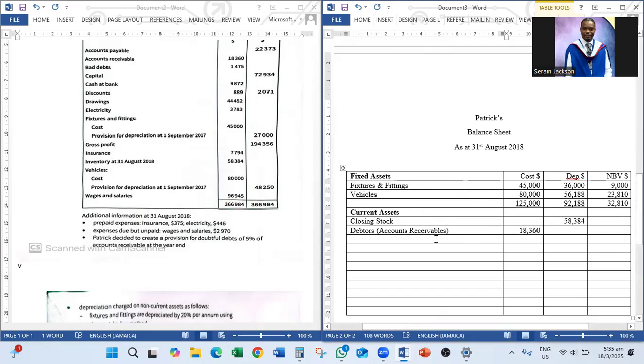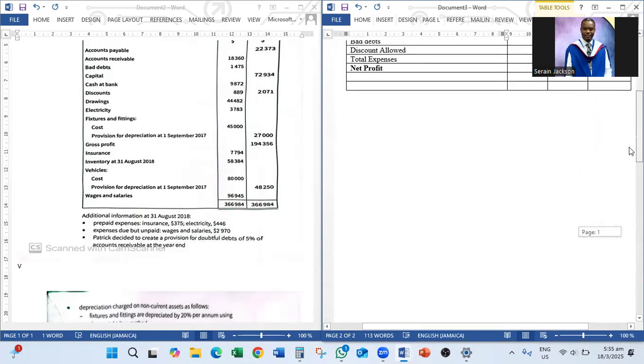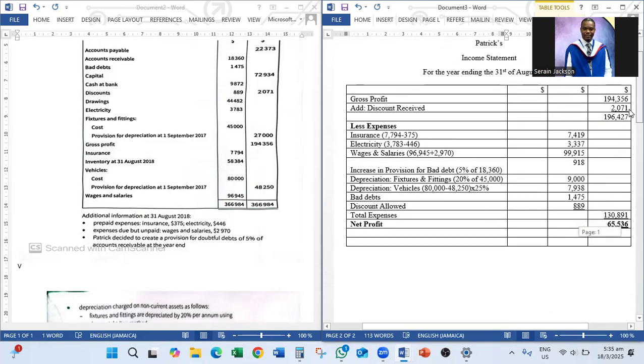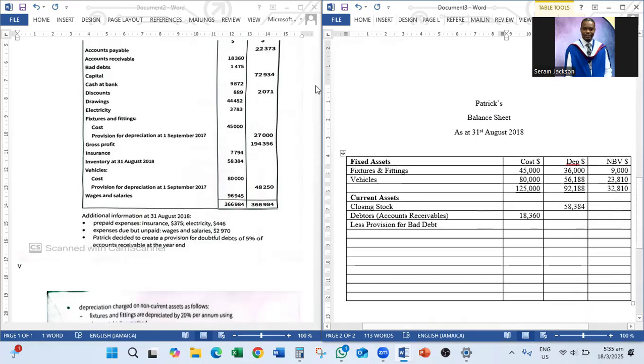18,360. And you may be wondering, why did I put it there? It's because it needs to be adjusted. So provision for bad debt must be subtracted from it. We had calculated that, and we can look back in our footnote and also in our income statement. The provision for bad debt was $918. Because we don't have any provision for bad debt already in the trial balance, we don't add that to anything. If we had provision for bad debt in the trial balance, we would have added that $918 to whatever figure would have been in the trial balance. All right. And then we subtract it.